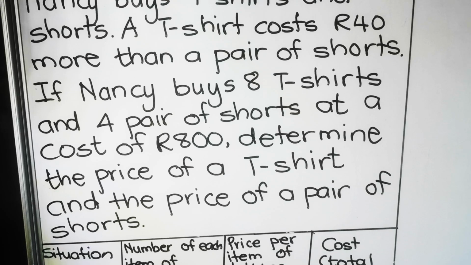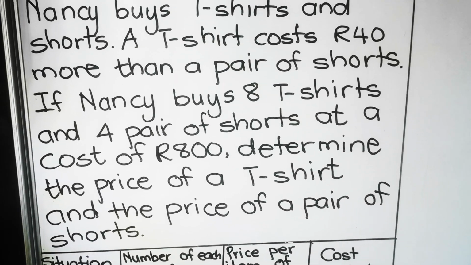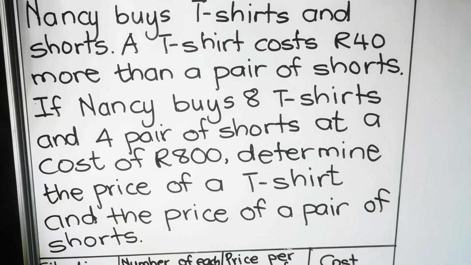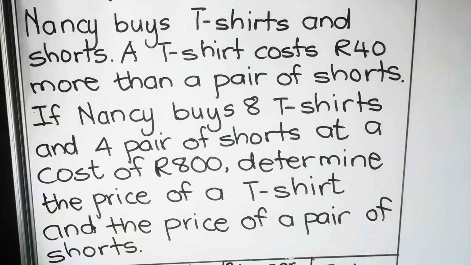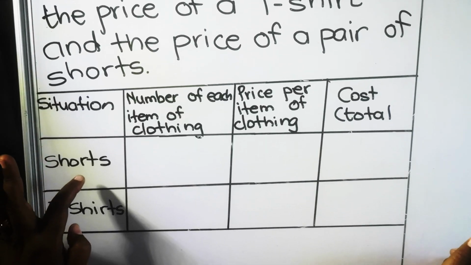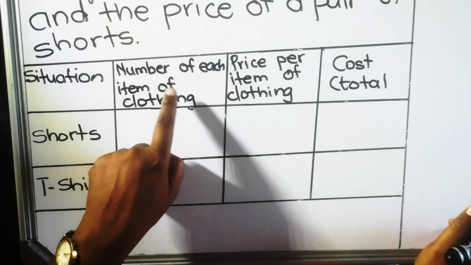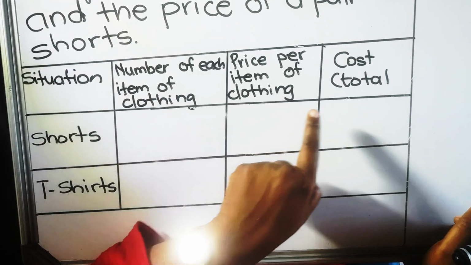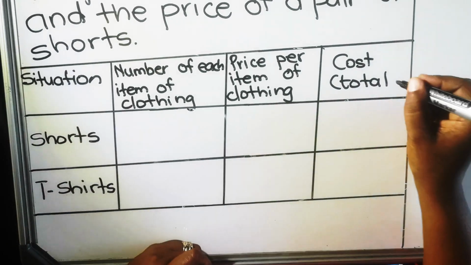Okay, you remember the steps that you can follow. They say if you can draw a table and it can help you, that will be better. So in this question, a table will make our life better. So the situation is what we are talking about. We're talking about shorts and t-shirts, and then the number of each item of clothing, price per item of clothing, and the total cost, how much they cost.